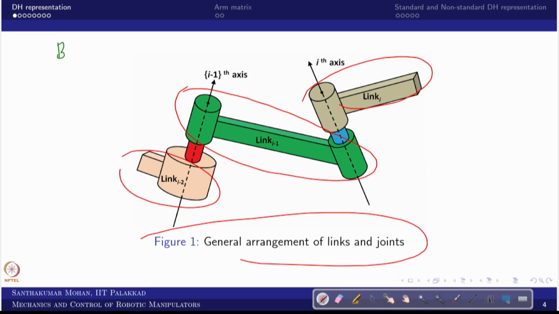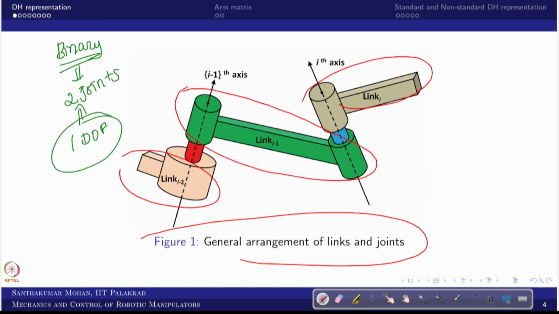Any link is a binary link, and as the name itself says, each binary link would have two joints. As per the Denavit-Hartenberg approach, each joint would have 1 DOF. In that sense, the link I minus 1 is connected at the joint I minus 1, and the link I and I minus 1 are connected at the joint I. This is what we are trying to see.